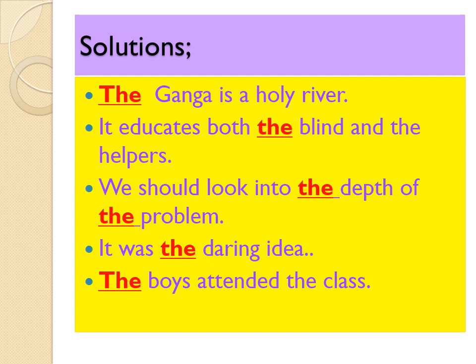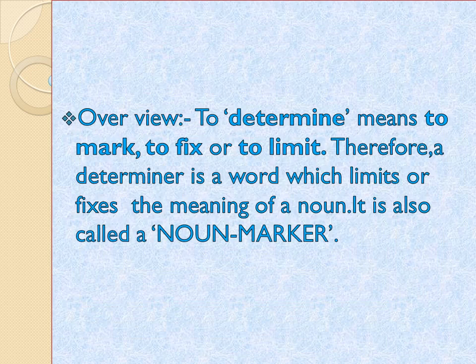Okay, students, good. Now, let's take the definition once again in order to revise this topic. So, what is the definition or meaning of the word determiner? To determine means to mark, to fix, or to limit. Therefore, a determiner is the word which limits or fixes the meaning of a noun. It is also called a noun marker.